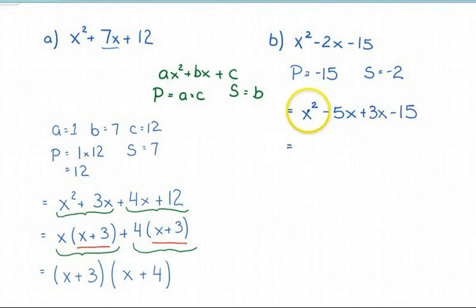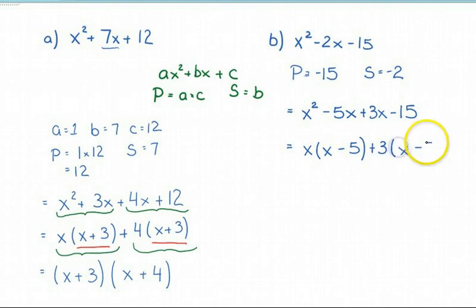And now I will factor. The common factor in the first two terms is x. So I end up with x minus 5. The common factor in the second two terms is 3. So I end up with x minus 5. And then I have my feel-good moment here because both these binomials are the same. And then I factor out the binomials. So I end up with x minus 5 times x plus 3.